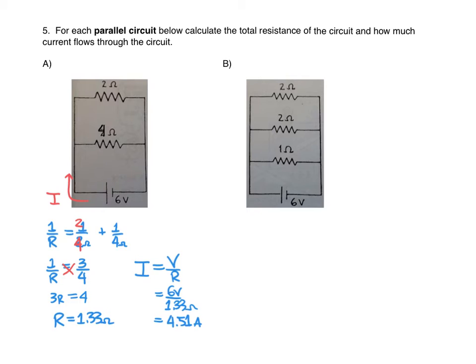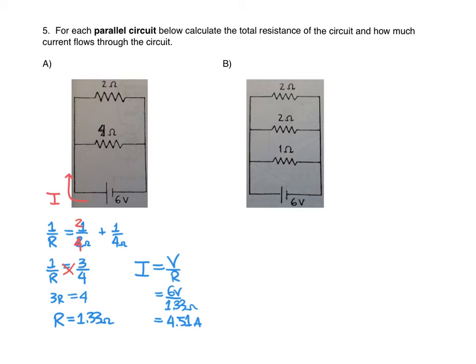All right, for B, it's the first time we've seen 3 resistors in parallel. So now there are 3 paths that our current can flow through. So we're actually going to be kicking out a lot more current because we have to light up 3 bulbs. Here we only had to light up 2. So let's check that out.